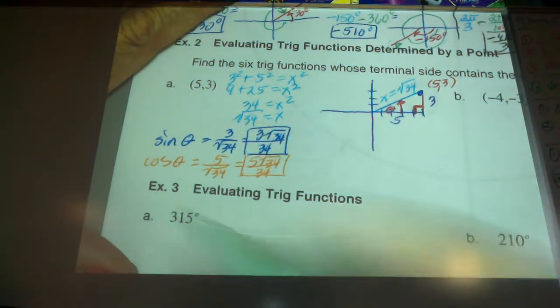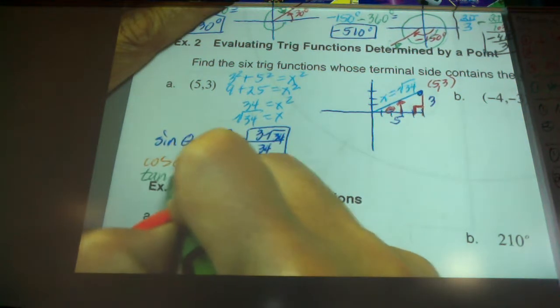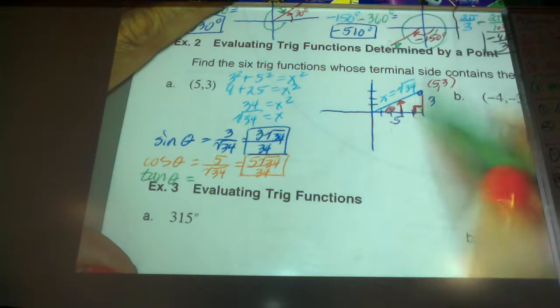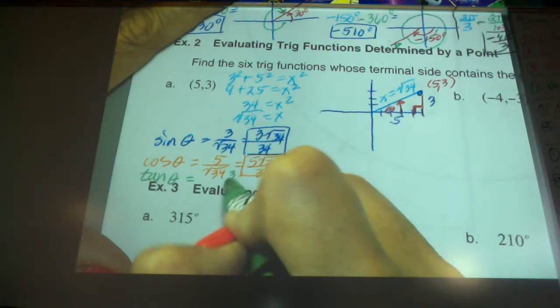And then tangent, we're going to squeeze it in here, is equal to opposite, which is 3, over adjacent, which is 5, so it's 3 over 5.